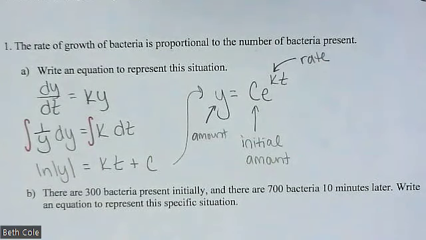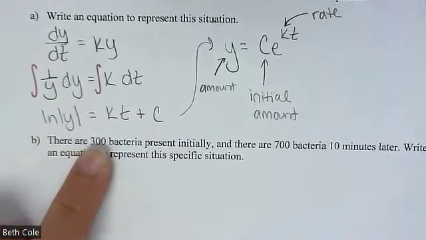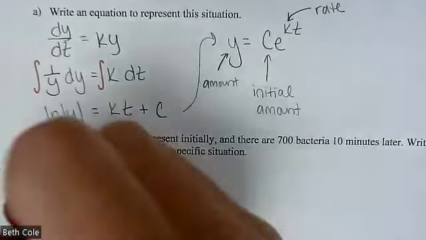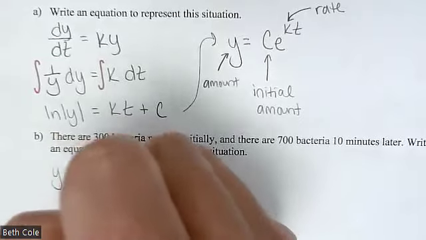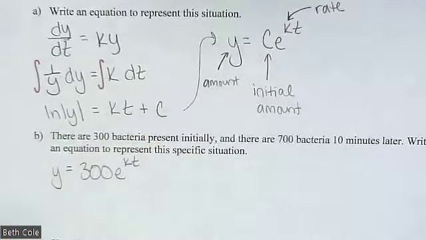In pre-calc, we did this with money. Do you remember you put money in an account and then P was the principal? That's what you start with, and then we use A, I think, for amount, what you end up with. Anyway, it's the same thing with different letters of the alphabet. So let's put some actual numbers in there. There's 300 bacteria present initially. So it's going to be y equals 300 e to the power kt.